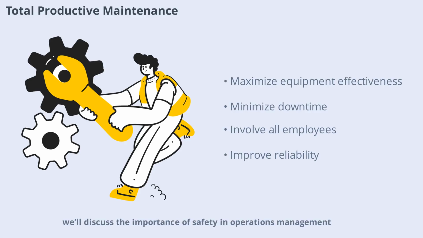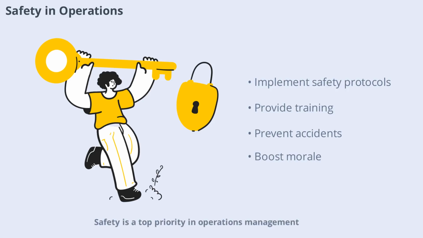Next, we'll discuss the importance of safety in operations management. Safety is a top priority in operations management. Operations managers implement safety protocols, provide training, and conduct regular inspections to prevent accidents. A safe workplace protects employees and reduces the risk of costly incidents. Safety also boosts morale and productivity. By fostering a culture of safety, organizations demonstrate their commitment to employee well-being.